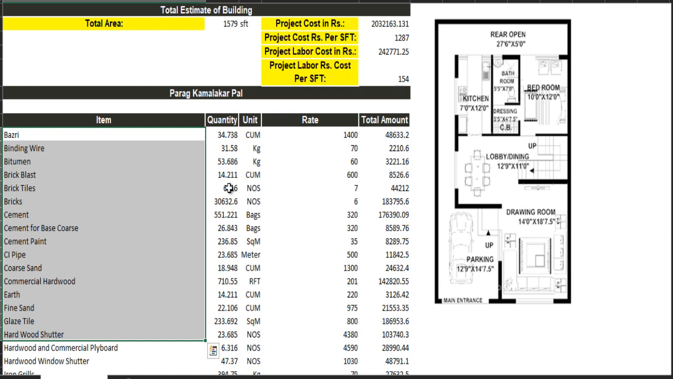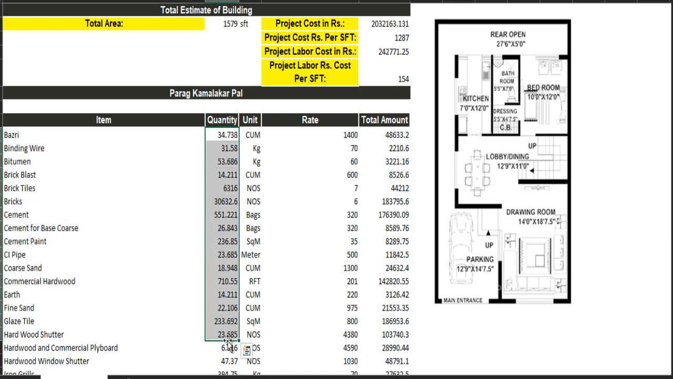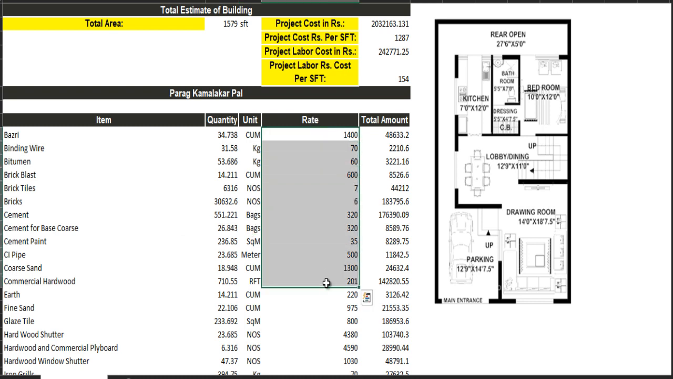So you can see all the quantities and all the items required for building construction, and the respective quantity with respect to their units. What you have to do is provide a proper rate, and you will get an output like that. Understand? So this particular plan has a rear opening, bedroom, kitchen, dressing room, bathroom, lobby area, staircase, parking, and drawing room.